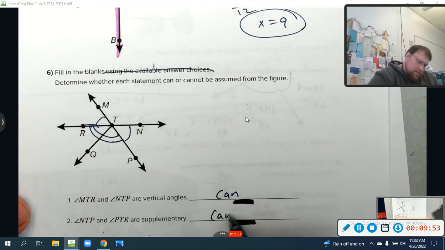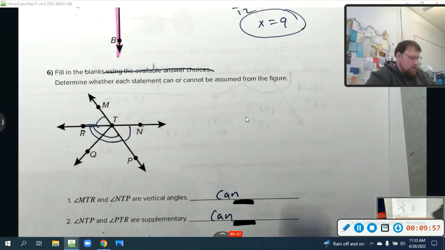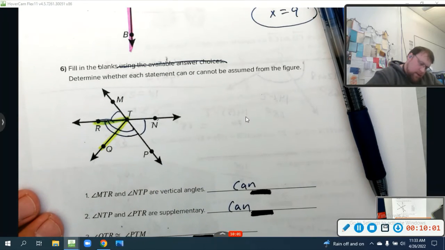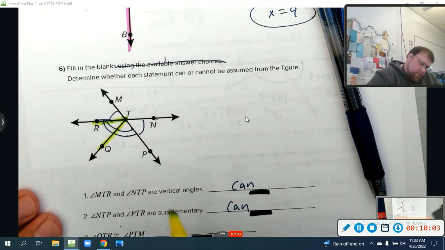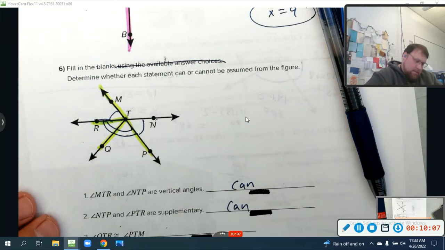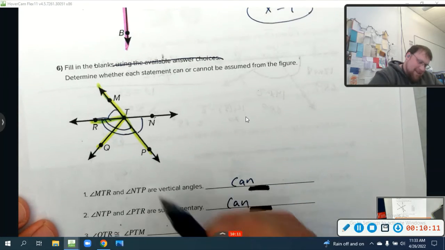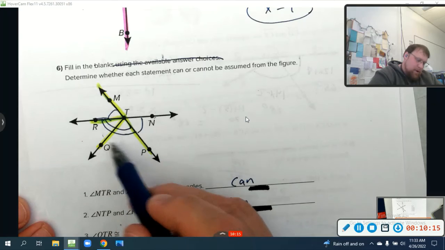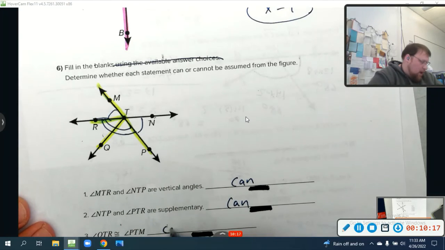Now it's saying QTR is congruent to angle PTM. No, I cannot assume that. Angle PTM is a straight line, so that's 180 degrees. This is just part of an angle, so that's not. I cannot assume that. And then it says angle QTP is a right angle.